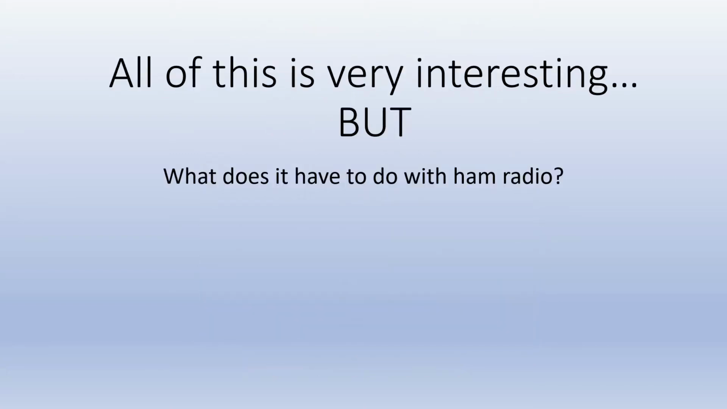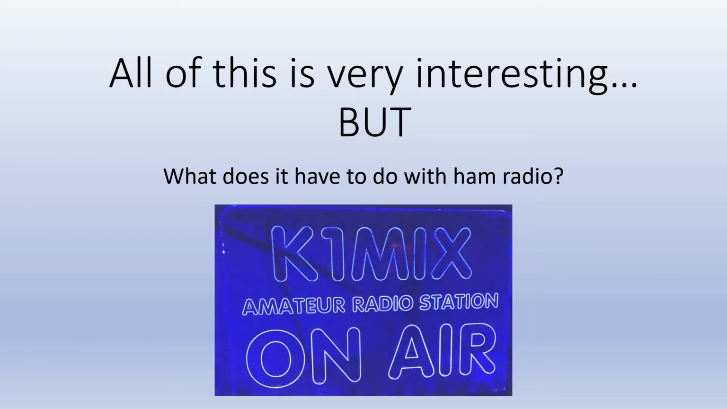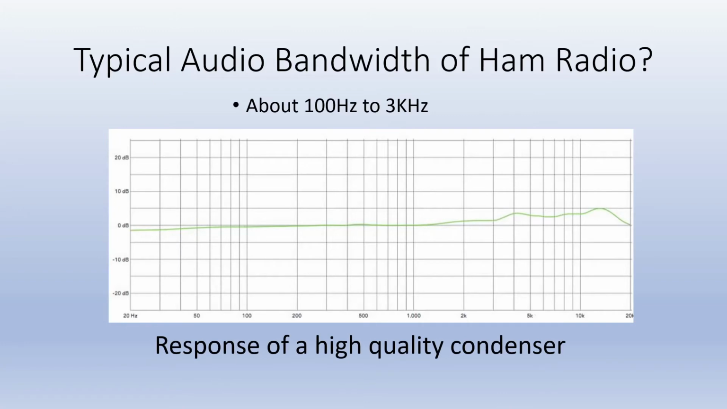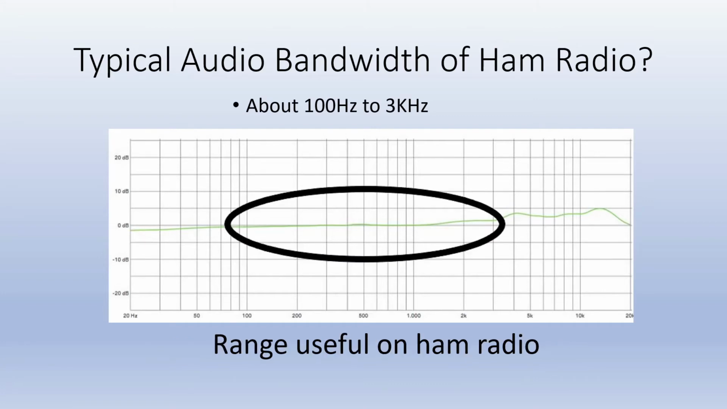Yeah, all this is very interesting, but what does it have to do with ham radio? The typical audio bandwidth of ham radio is about 100 Hz to 3 kHz. And here is a frequency response graph of a typical high-quality condenser microphone. You can see the frequency response is from 20 Hz to above 20 kHz. But most of that is just kind of a waste of time, energy, and money, because this is the useful range on ham radio.